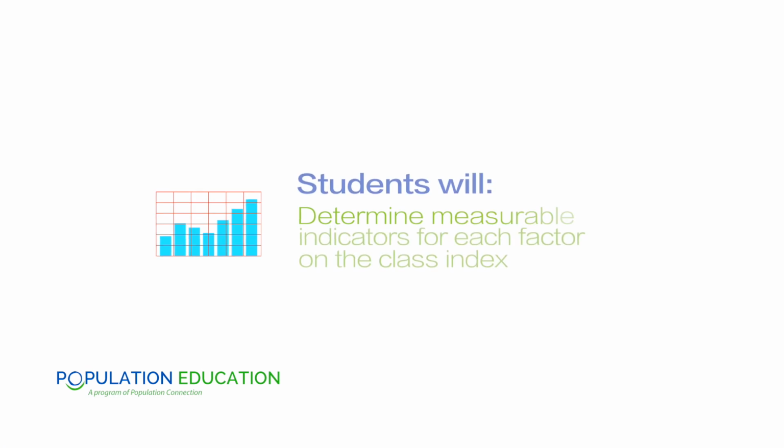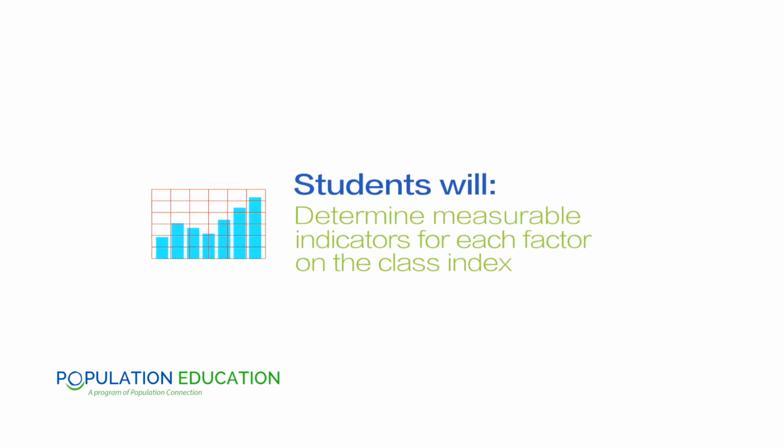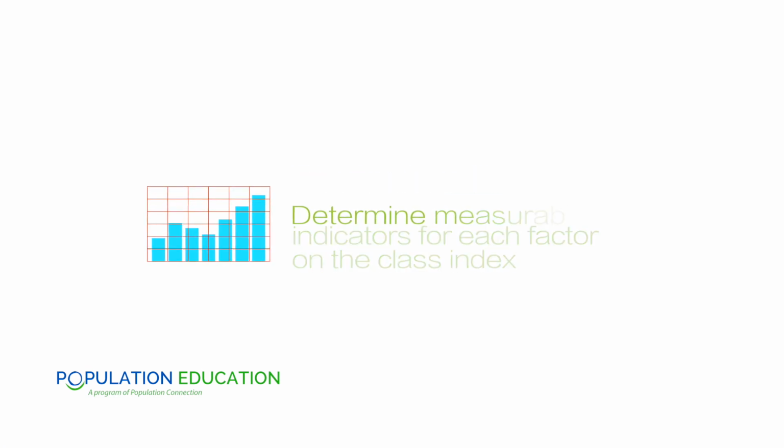Now, it's time to create a class sustainability index. So the sustainability index will list 10 factors that students think are most vital in determining whether or not a community is sustainable. So to decide on these 10 factors, you'll have to conduct a class vote. After the vote, you'll have your sustainability index, and it's time to move to part 2. In part 2, students first determine measurable indicators for each factor on the class index.